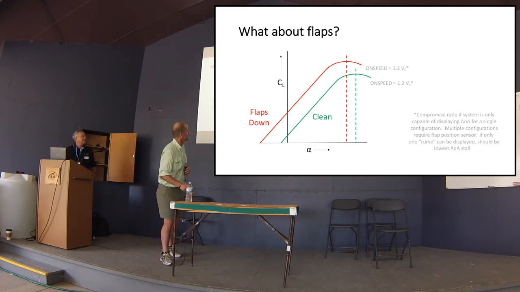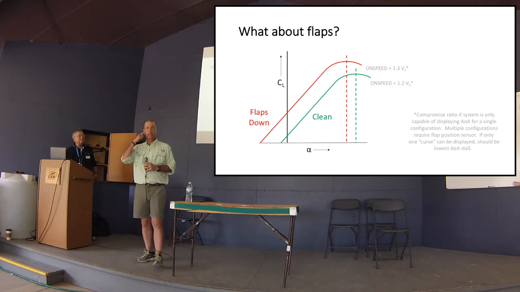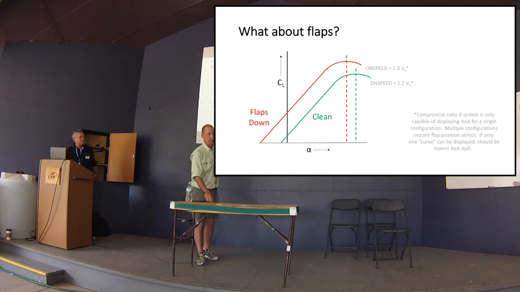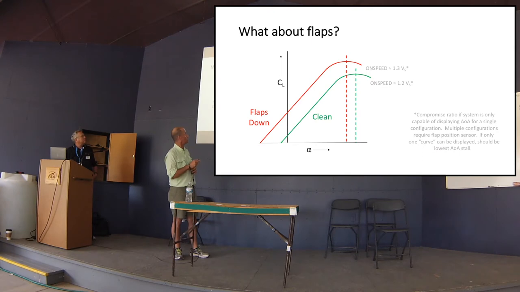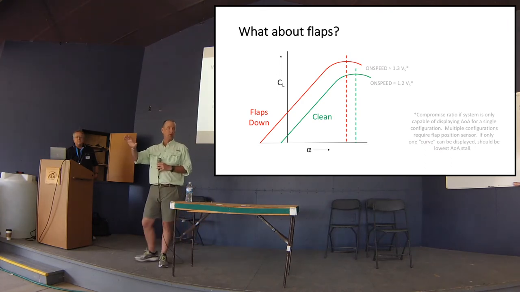So what you can see is, what you want to do is you actually want to calibrate your system for the lowest angle of attack stall because you need this thing to work in a landing pattern. And then you accept that it's not going to be quite perfect when you're out in the area and you're maneuvering, okay? So the compromise between 1.3 and 1.2 is 1.25. So that becomes the sweet spot where you start looking for angle of attack if you don't want to put a flap sensor in your airplane.